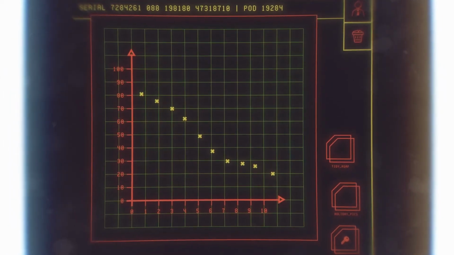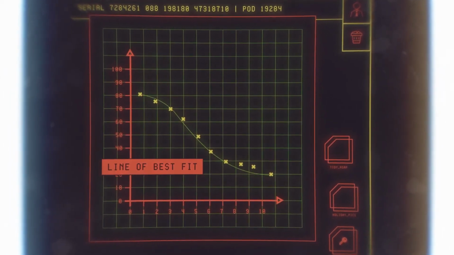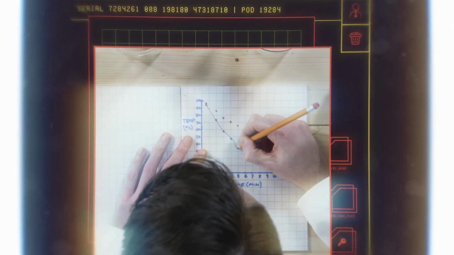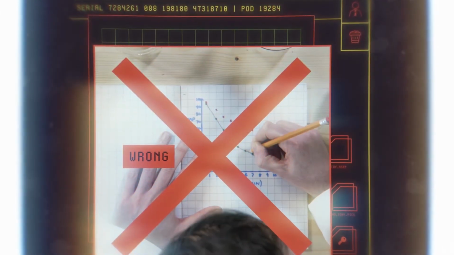Understanding this relationship helps us plot the line of best fit. The line of best fit is a curve, as the results can't be captured with a ruler. Remember to draw this in one fluid movement and not dot to dot.